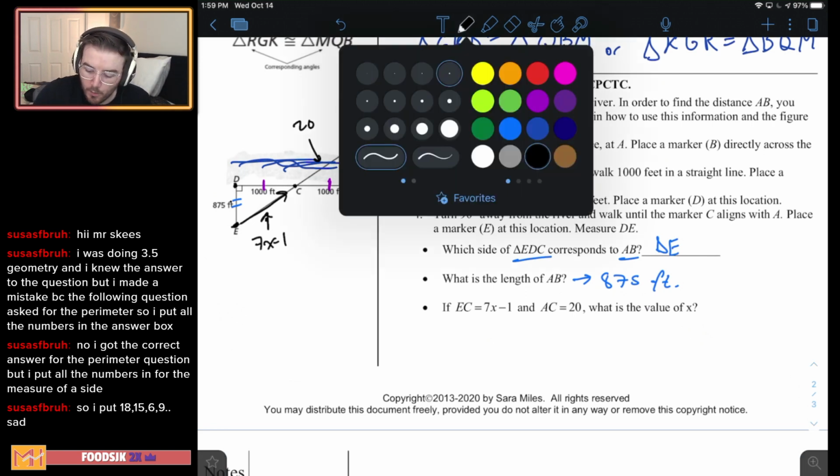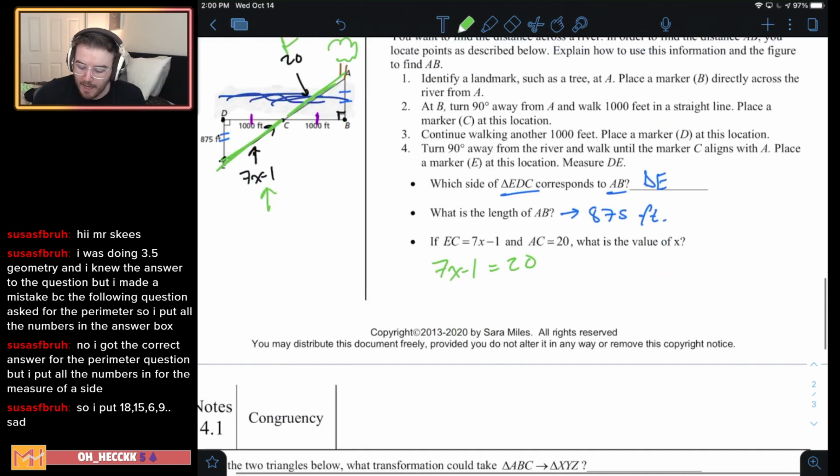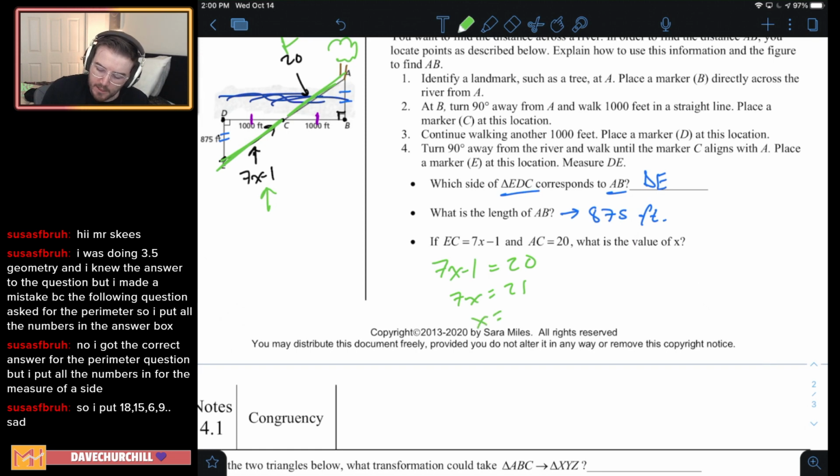Well, why do we know that these two things are equal? Because EC and AC are corresponding. Corresponding pieces of congruent triangles are congruent. If something's congruent, that's basically another way of saying equal. So those corresponding pieces are equal. And solve. Add the 1, you get 21. Divide by 7, you get 3.